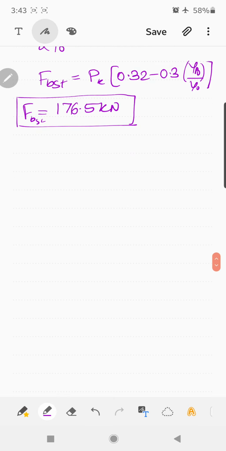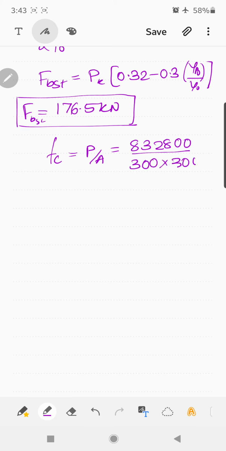You can calculate maximum stress also. For that you require FC, which is equal to P by A, the direct stress. P is the prestressing force, 832,800, divided by the area of the surrounding prism, 2y0 by 2y0, 300 by 300. So you'll get FC as 9.3 Newton per mm square.